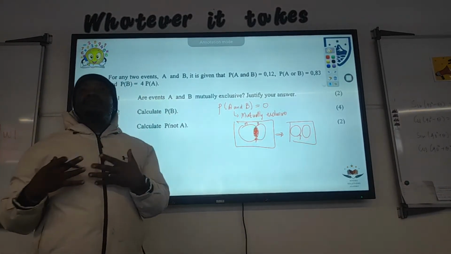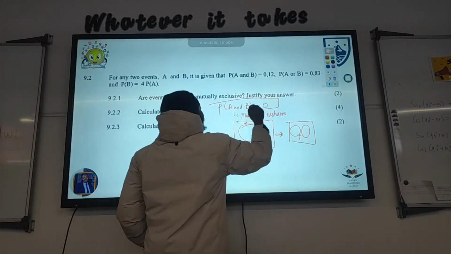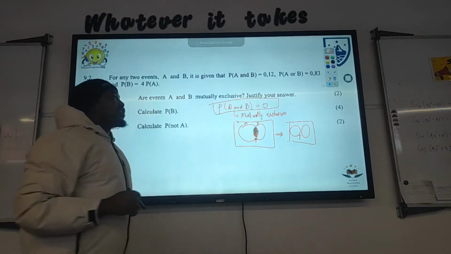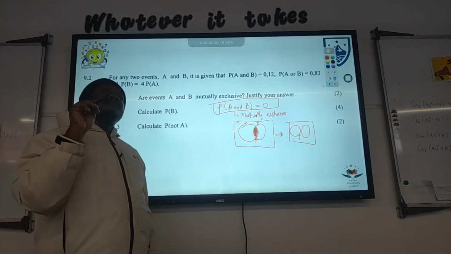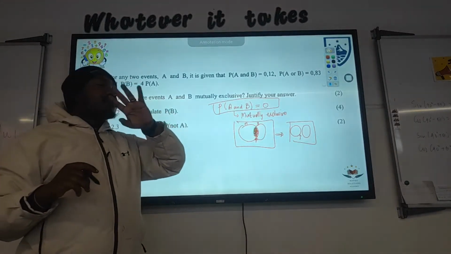So if you want to test if something is mutually exclusive, we need to go and find out if P(A and B) is equal to 0. If it is equal to 0, then we will know that those two events are mutually exclusive.